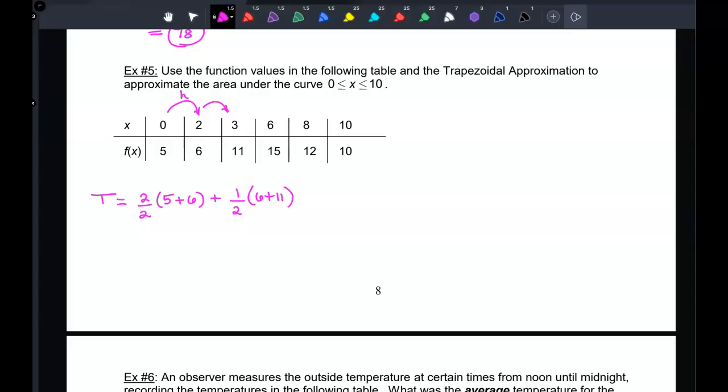Next one goes from 2 to 3. 2 to 3 had a height of 1. H over 2, base 1 plus base 2. I always forget h. So from 3 to 6, it's 3. Do you get the idea now? Okay, so 6 to 8: 2 over 2, 15 plus 12. And last, we have 2 over 2, 12 plus 10.